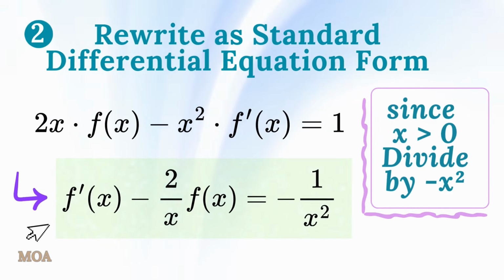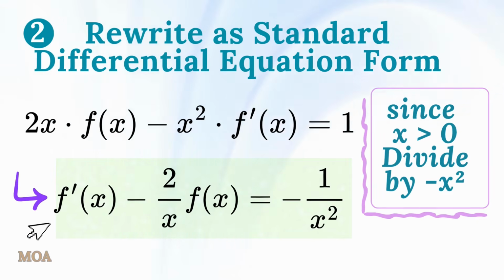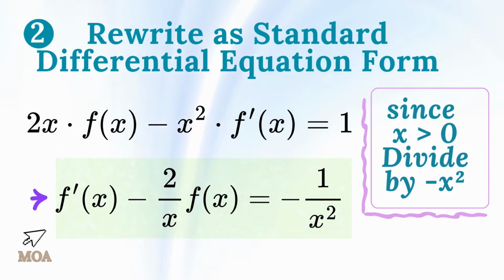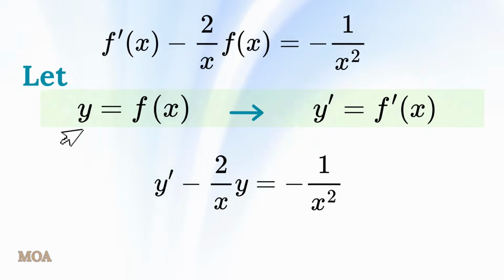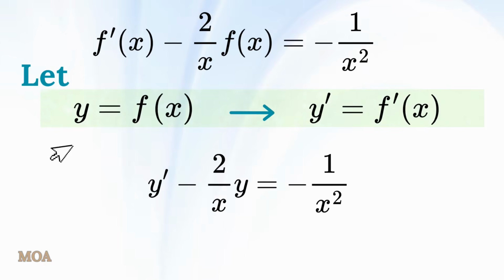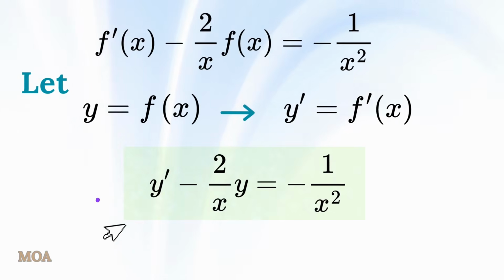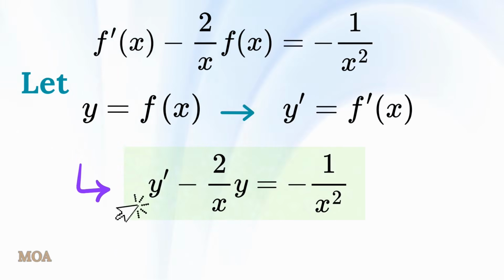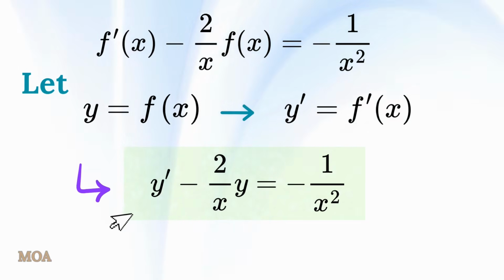At this stage, we rearrange the equation into a standard linear differential equation form. Since x is a strictly positive real number, we divide both sides by negative x squared: f prime of x minus 2 over x times f of x equals negative 1 over x squared. To make this easier to handle, let y equal f of x. This implies y prime equals f prime of x. Consequently, the previous first-order differential equation can be rewritten equivalently as y prime minus 2 over x times y equals negative 1 over x squared.